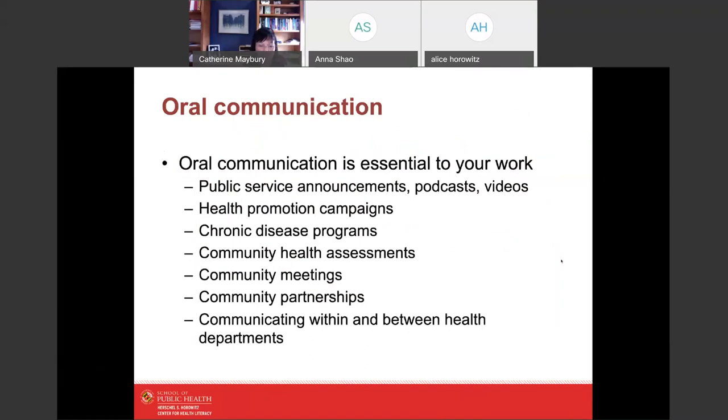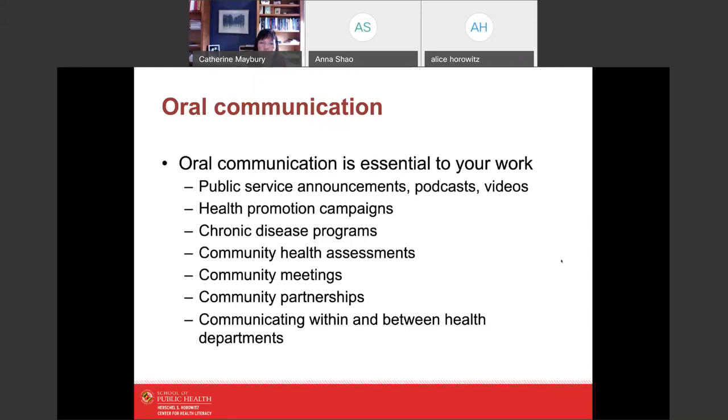Oral communication is essential to much of the work that health departments and local health improvement coalitions do. It's the method we use when we create public service announcements, podcasts, and videos. For example, recently health departments have been creating public service announcements about COVID-19 for people with a chronic disease such as diabetes to tell them of their increased risk for COVID-19 and the steps that they should take to protect themselves. It's also the foundation for health promotion campaigns and chronic disease prevention programs.